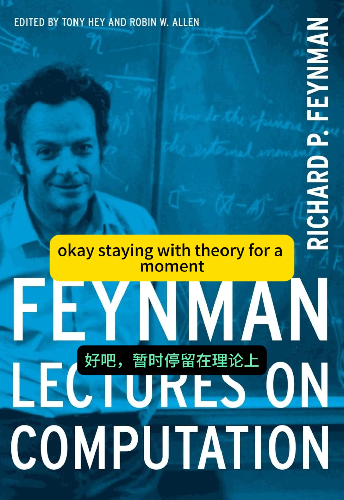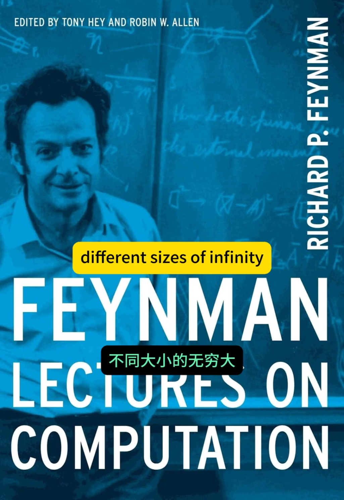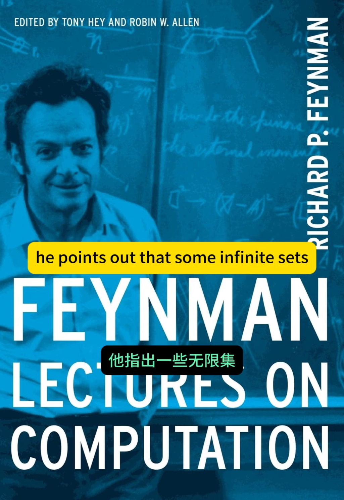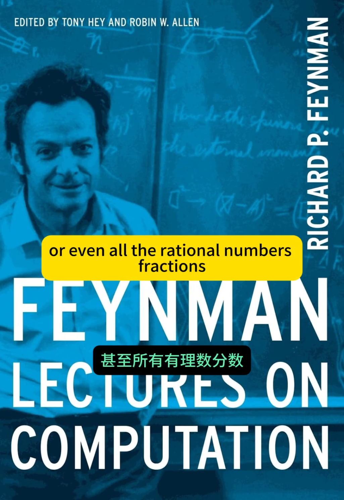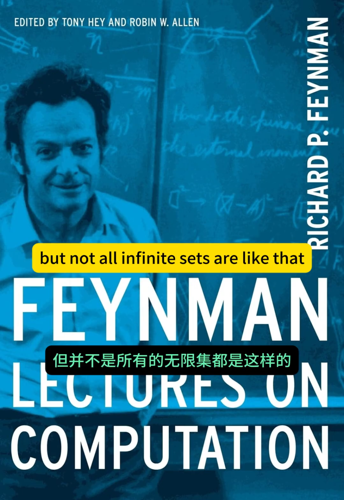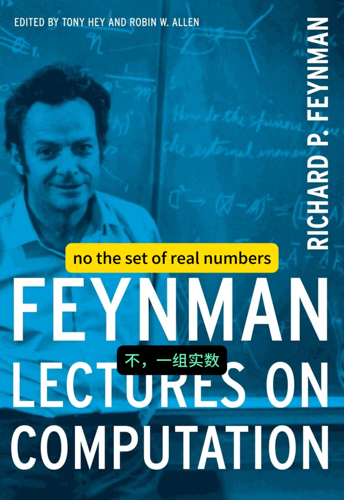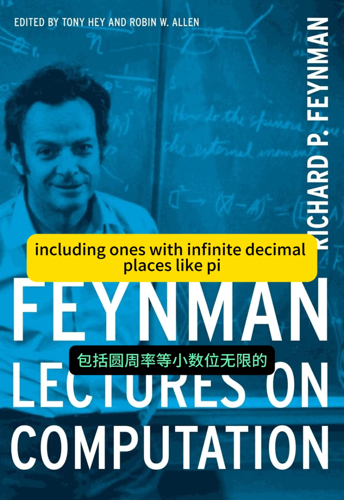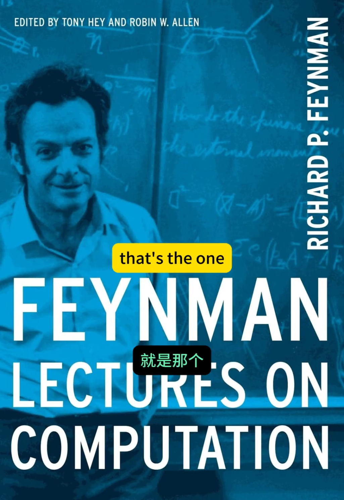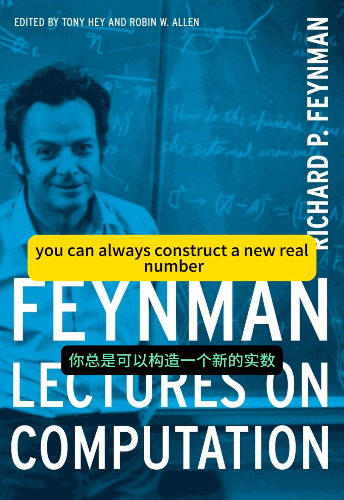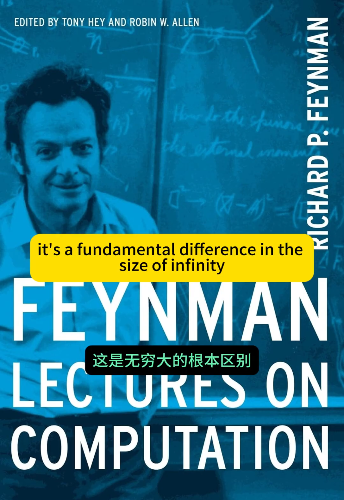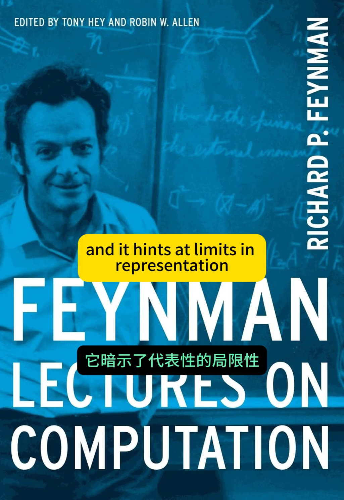Okay, staying with theory for a moment, he also touches on this idea of countability, different sizes of infinity. Yeah, it's a bit of a detour, but relevant to limits. He points out that some infinite sets, like all the even numbers or even all the rational numbers, fractions, you can actually list them out. You can match them one-to-one with the counting numbers, 1, 2, 3. They're countable. But not all infinite sets are like that. No. The set of real numbers, all the numbers on the number line, including ones with infinite decimal places like pi, is uncountable. You simply cannot make a list that includes all of them. That's the diagonalization proof, right? That's the one. No matter how you try to list them, Cantor showed you can always construct a new real number that's guaranteed not to be on your list. It's a fundamental difference in the size of infinity, and it hints at limits in representation and processing.